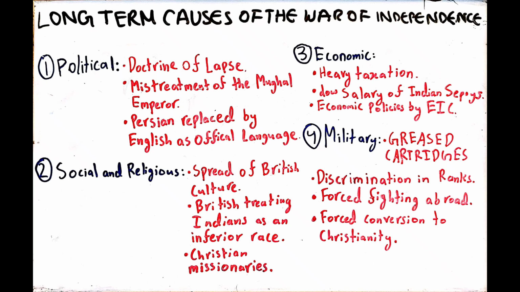Final factor is military. There was a lot of discrimination in the ranks of the military. The Indians were being treated as a lower race, they were being paid less, and they were also only given the roles of sepoys and cavalry, and the British were given the roles of officers. This was just really normal during that time.